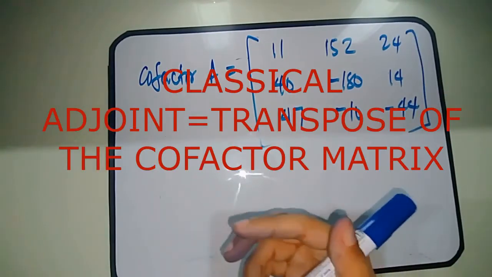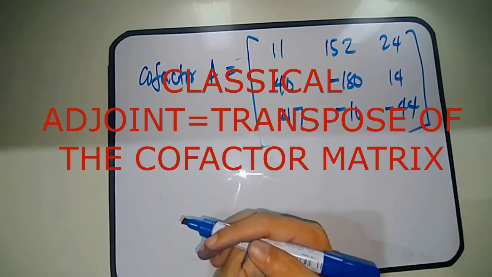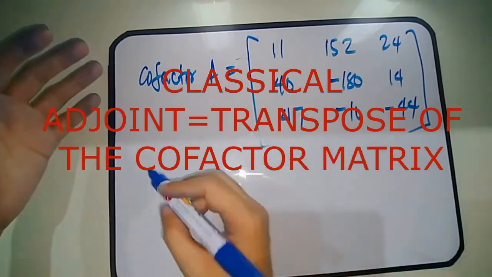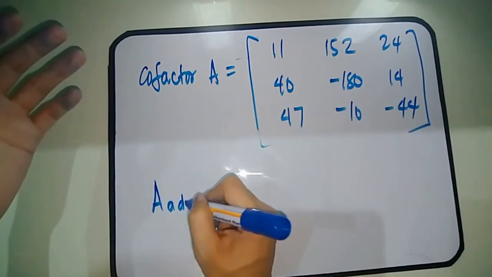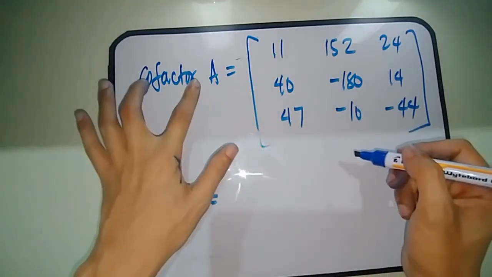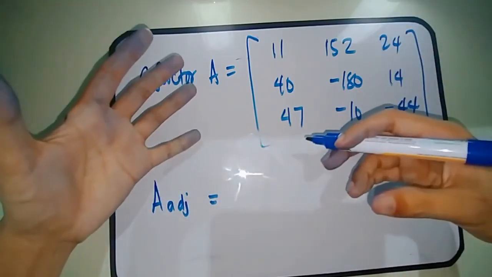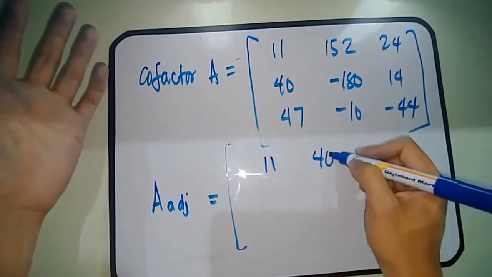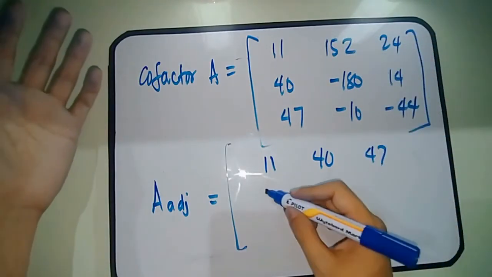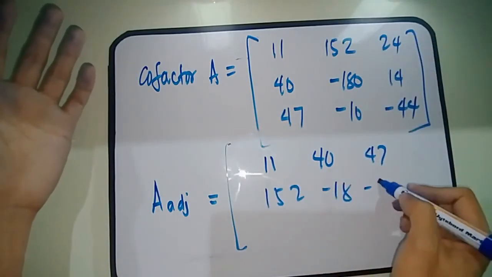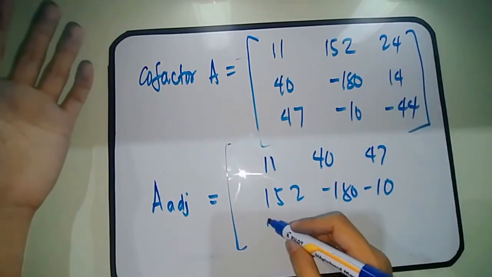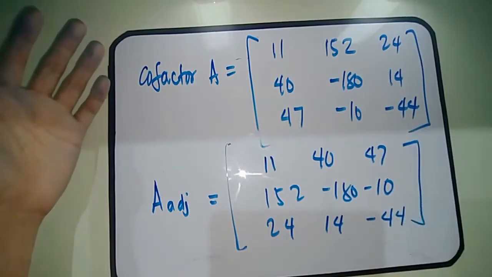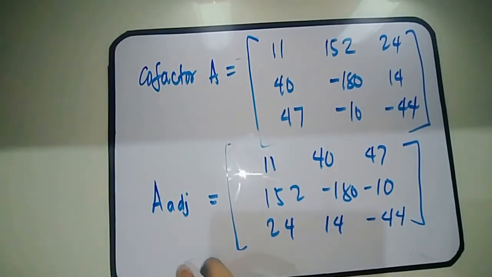Okay. So next concept guys is what we call the classical adjoint. So classical adjoint is just the transpose of your cofactor. So it's all about the terminology guys. So the classical adjoint of A, so ADJ is equal to the transpose of its cofactor. So kung nakuha na guys yung cofactor, pagpalit-palitin lang natin siya. So we have here 11, so yung row gawing column, so we have here 11, 40, 47, you have here 152, negative 180, negative 10. You have here 24, 14, then negative 44. So yun guys. So this is the classical adjoint.